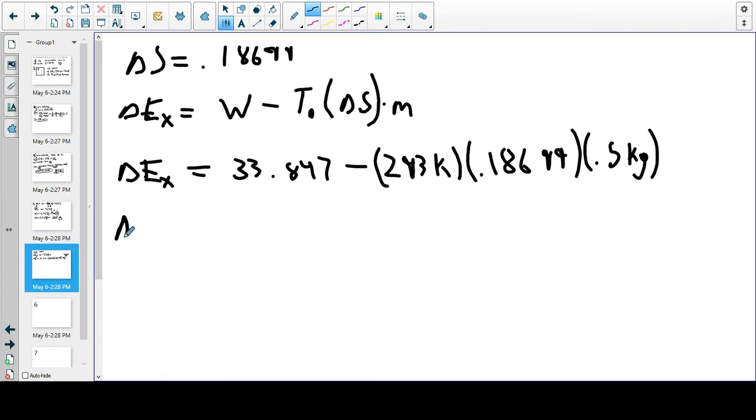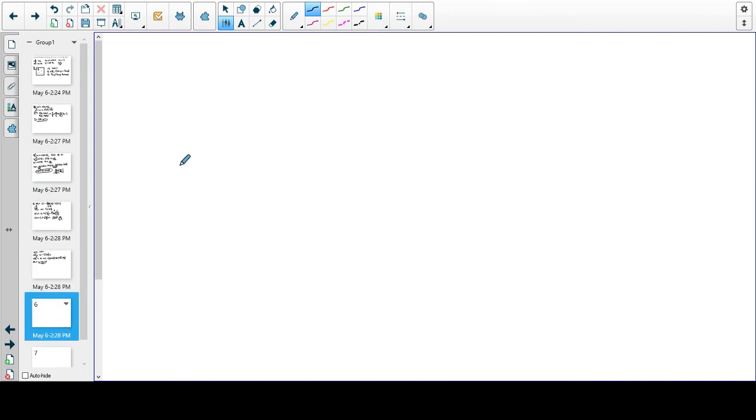So delta EX, if you do this calculation, is equal to about 6.452 kilojoules. And so that is the answer to part B. And I'm going to go ahead and move to the next slide just for the sake of having more space.